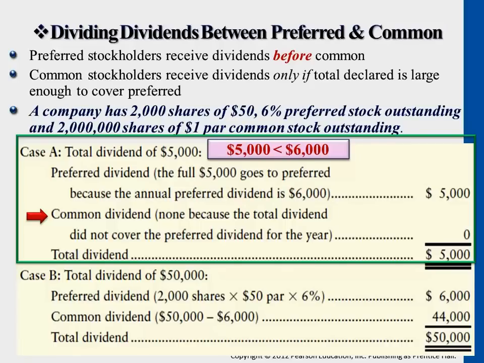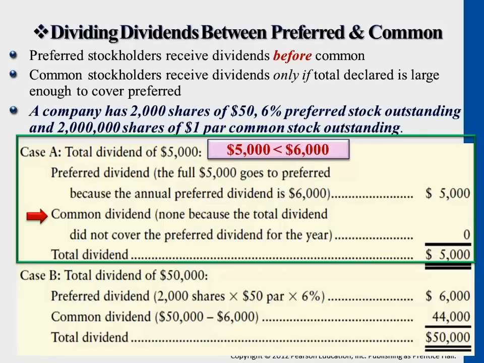Now for cash dividend, when we want to divide cash dividends between preferred shareholders and common shareholders, this is the way we divide it. And then preferred shareholders also break down to two types: cumulative preferred shareholders and non-cumulative preferred shareholders. So this is an example where a company issued either $5,000 or $50,000.